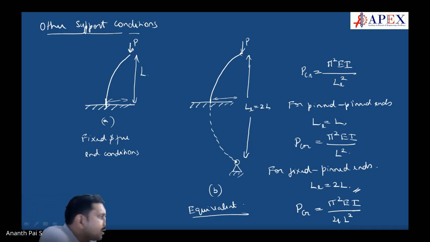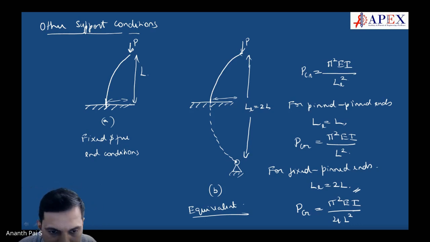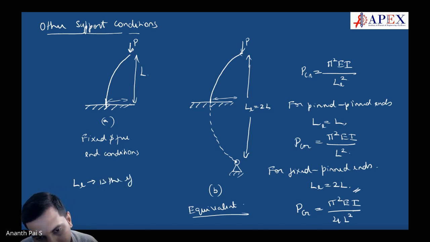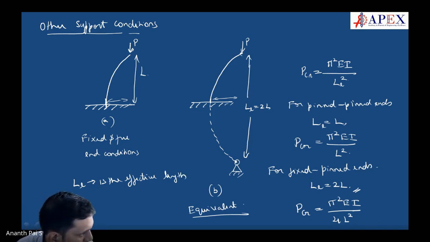Sorry, equivalent. Just showing that without the fixed end, how it will behave. Exactly. So this is called the equivalent. I did not write it. That's why you felt difficult. I got it. This is called the effective length. LE is the effective length, which equalizes it to pinned joint.